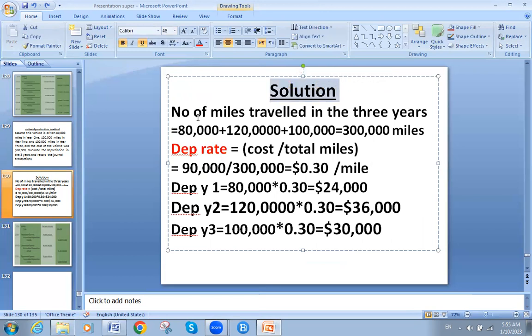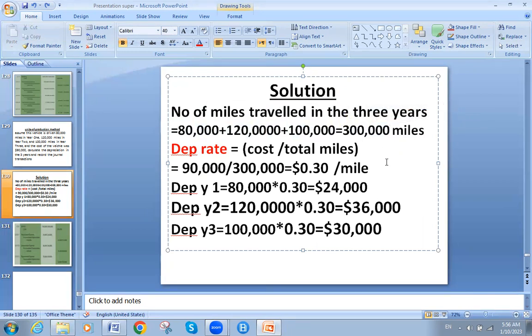What we will do here, we will see all the miles traveled. They are 300,000 miles. The first year it was 80,000 miles, 120,000 in the second year, and 100,000 in the third year. When you calculate 80,000 plus 120,000 plus 100,000, that will give you 300,000 miles.